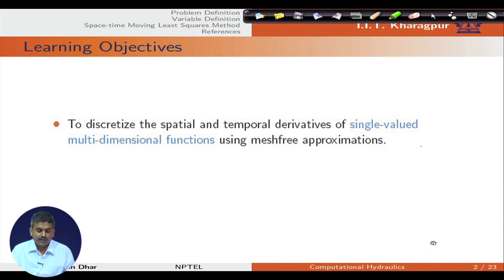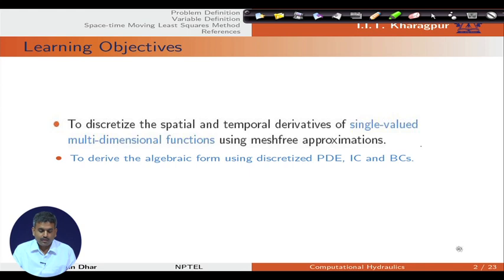Learning objectives. At the end of this particular unit, students will be able to discretize the spatial and temporal derivatives of single valued multidimensional functions using mesh free approximation. And they will be able to derive the algebraic form using the discretized partial differential equation or PDE, initial condition and boundary conditions.